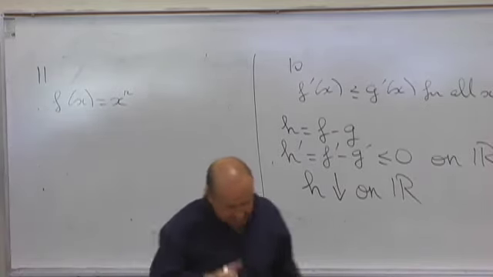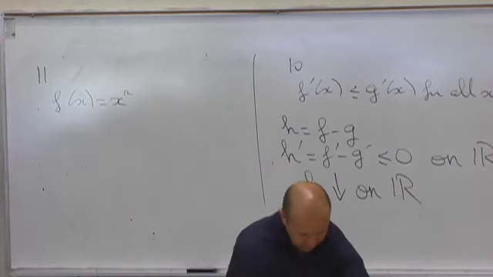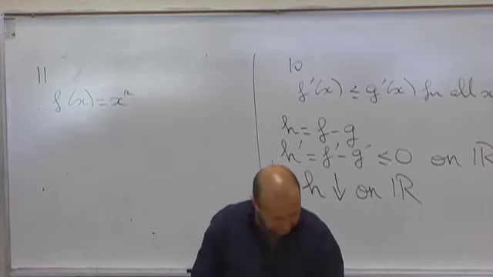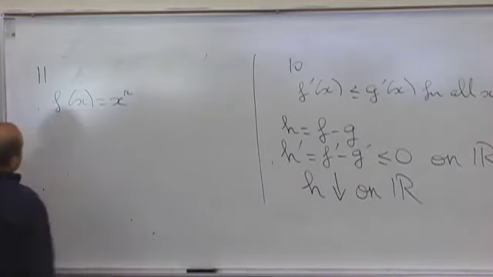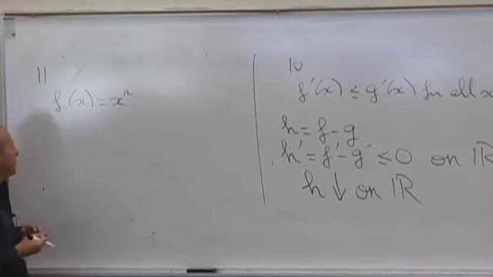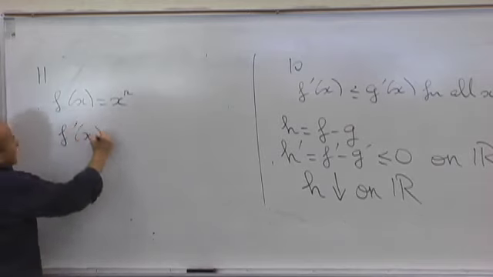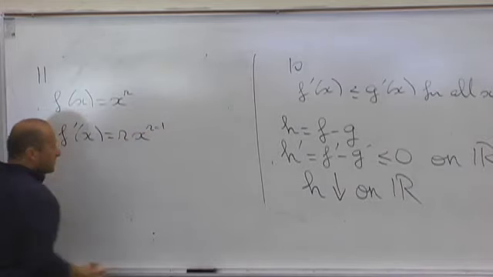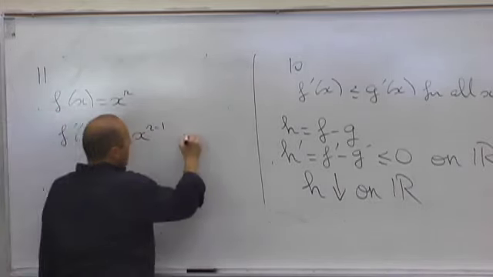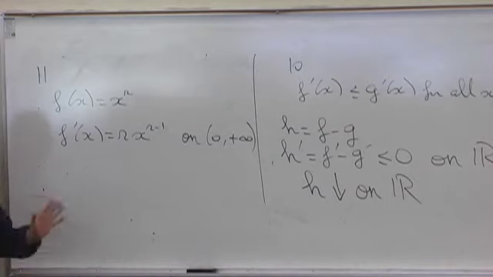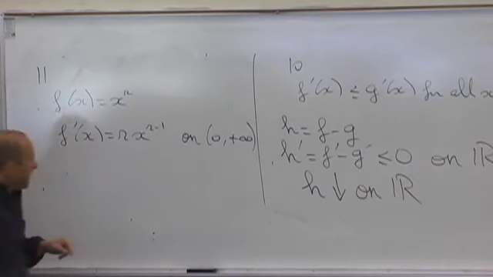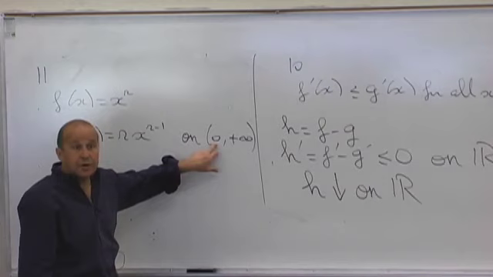So for 11, we take the function f to be x to the r. Okay, and we didn't see that. I should have told you that f prime of x is of course r x to the r minus 1, for x on (0, infinity). We're looking at the function on positive reals only, and you may have trouble at 0, as you know.